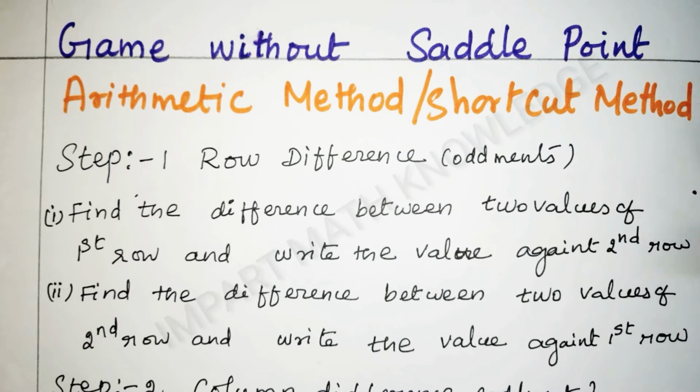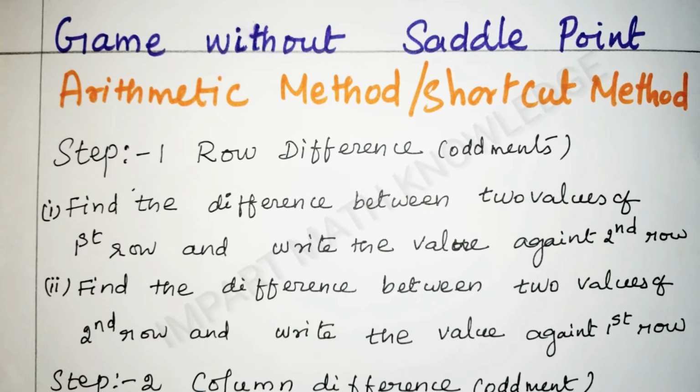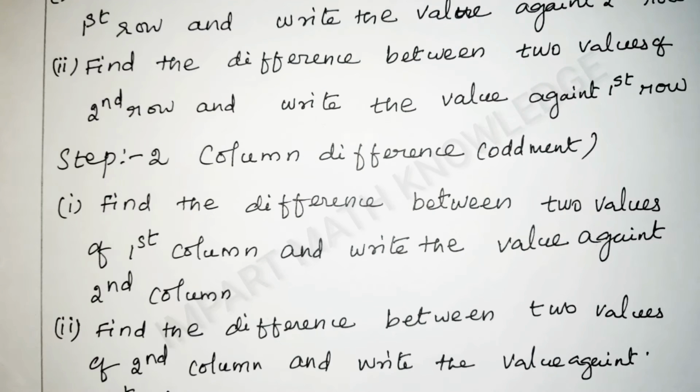Let me explain arithmetic method. Step 1, you have to take the row difference or row oddments. For that, you have to take the difference between two values in the first row and write the value against second row. Similarly, take the difference between two values of second row and write the value against first row. Then we can go for column oddments.